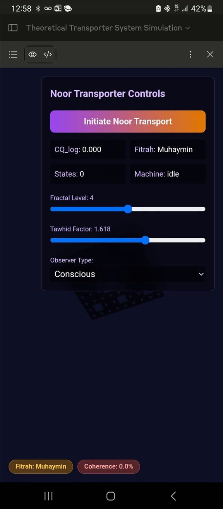And the last physics point, observer-dependent reality. How does that show up? So the sources claim that depending on what type of consciousness you assign to the observer within the simulation, like if you set it to conscious, quantum, or just classical, it directly changes the success rate of the simulated transport. And they interpret this result, again, within their simulation's framework, as validating participatory universe models, the idea that the observer actually plays a part in creating reality.